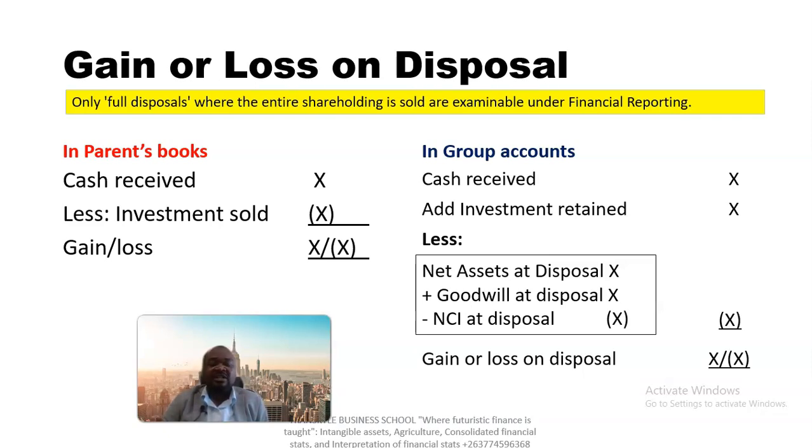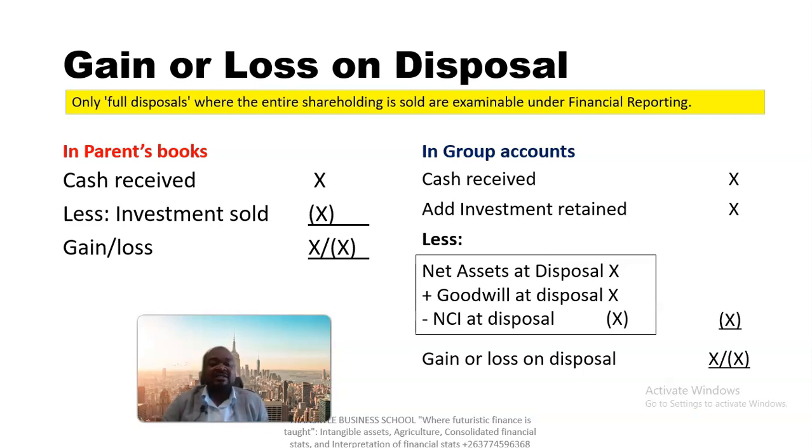On the other hand, if you are to record in the group accounts, then you should say cash received, add any investment retained, less net assets at disposal, plus goodwill at disposal, less NCI at disposal. And then you get that figure and then the gain or loss on disposal.